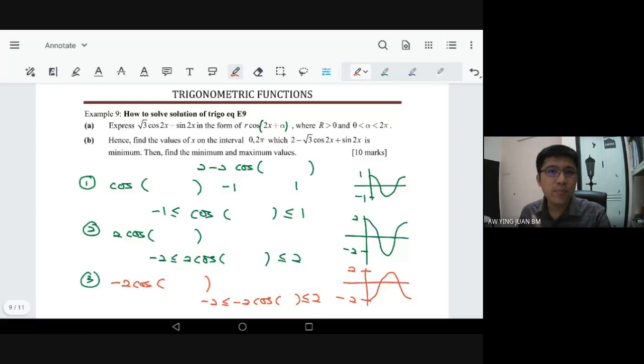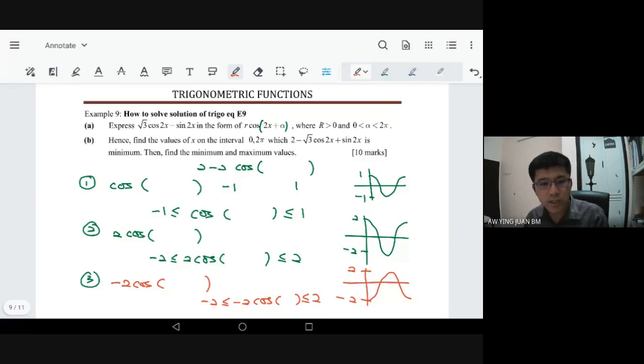But in the exam, they don't consider the process. They only want the final answer. What is your maximum? What is your minimum? So in the working, no need to state it out. You can write everything you want, but they won't consider it. There is no method mark. Understand or not?